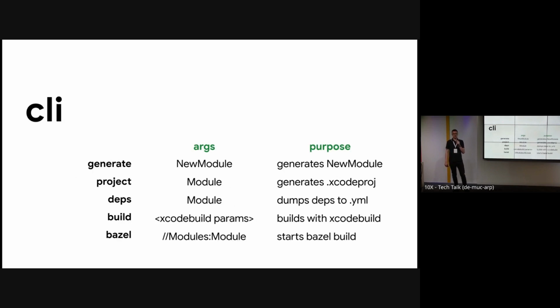So we created our command line interface, which is our in-house developed tool. Thank God for Swift Argument Parser, which is a standard Apple library for writing command line tools. It allowed us to provide a few commands for users to work with our workspace, with our projects. We have a generate command that allows us to generate a new module based on a template. We can also generate a project file for a module. We can also dump dependencies from the Bazel build file to the manifest file so that these two are in sync.